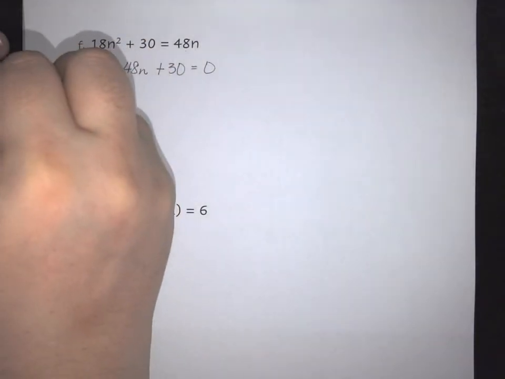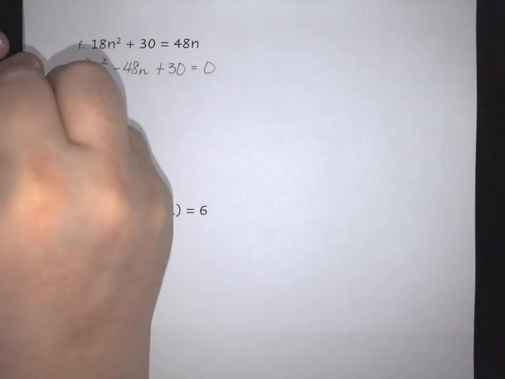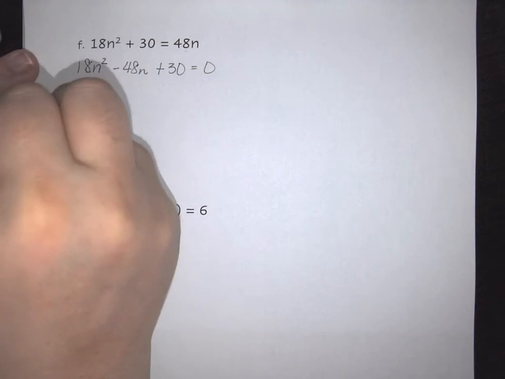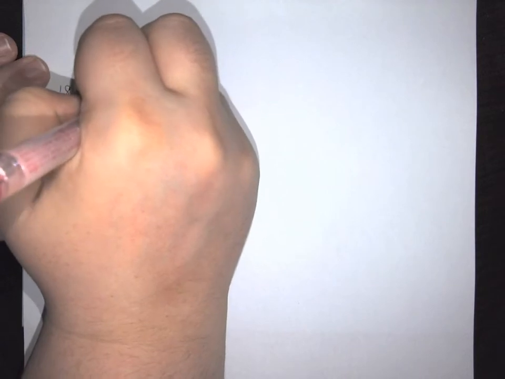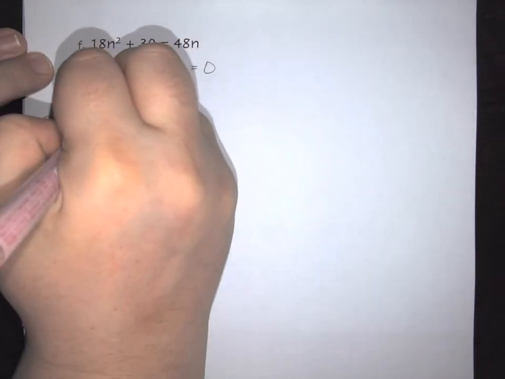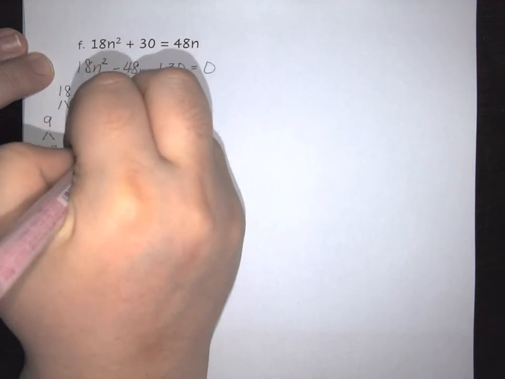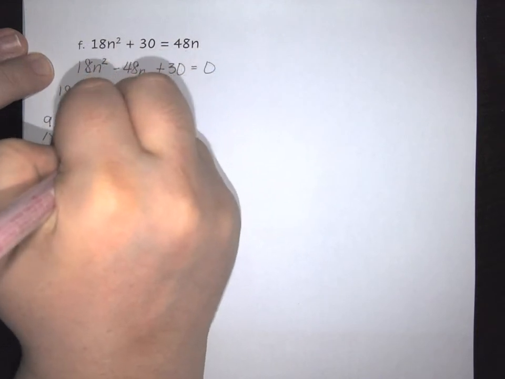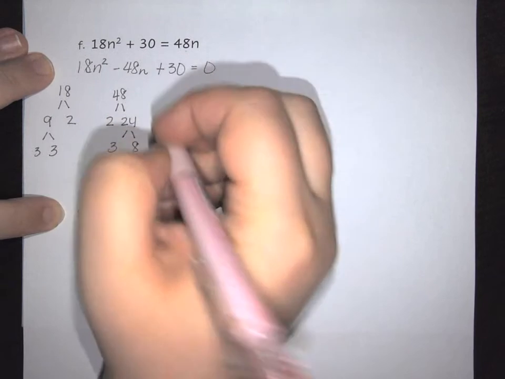To do that, I'm going to start with 18, and I'm looking at its prime factorization. So here this is 9 and 2, and my 9 is going to break down into 3 and 3. I then have my 48. So 48 again becomes 2 and 24, which is going to become 3 and 8.